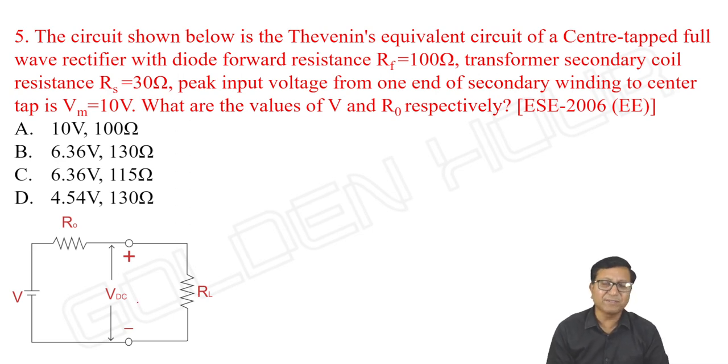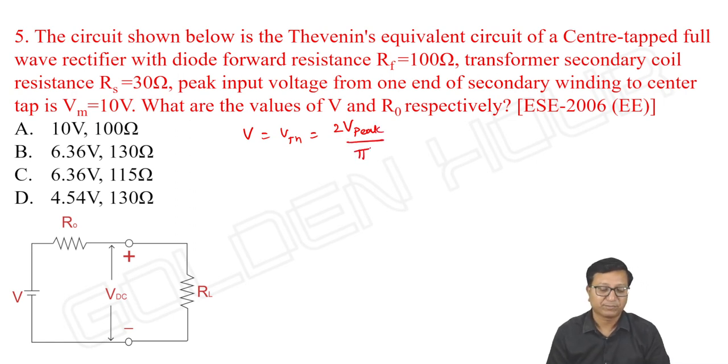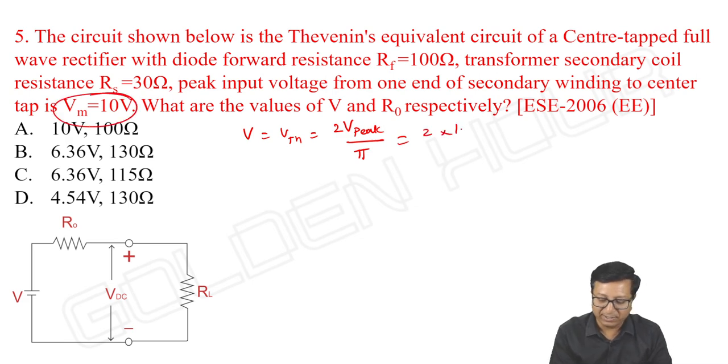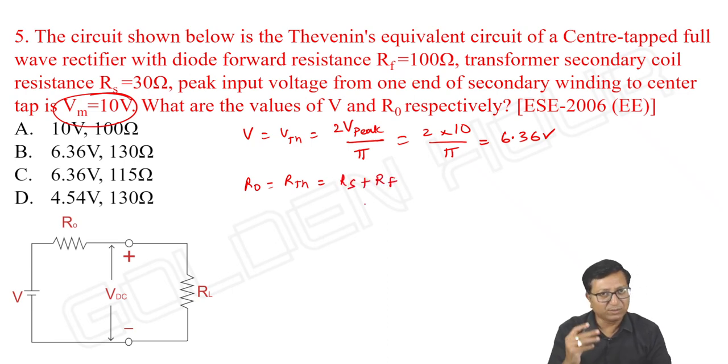Okay. The Thevenin's equivalent circuit is given. So what can we write for this V? It is just V Thevenin, equal to 2 into peak amplitude of input voltage by pi. What is the peak amplitude here? It is 10, so 20 by pi, which is 6.36 volts. And what about RO? RO is nothing but R Thevenin, which is RS plus RF. That's what we can write according to the notation we have followed.